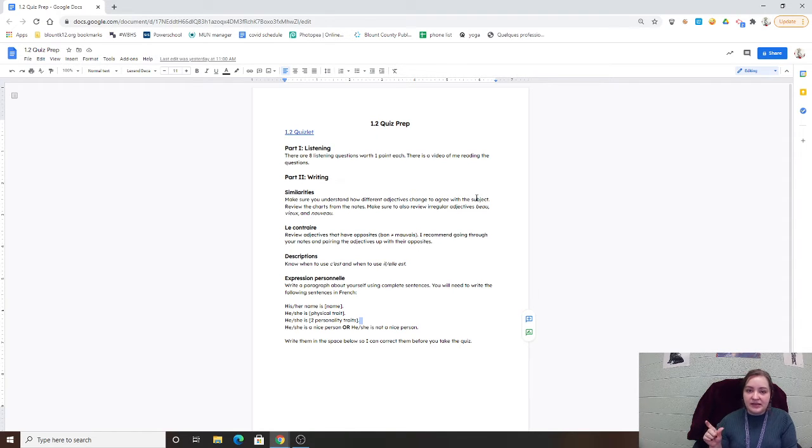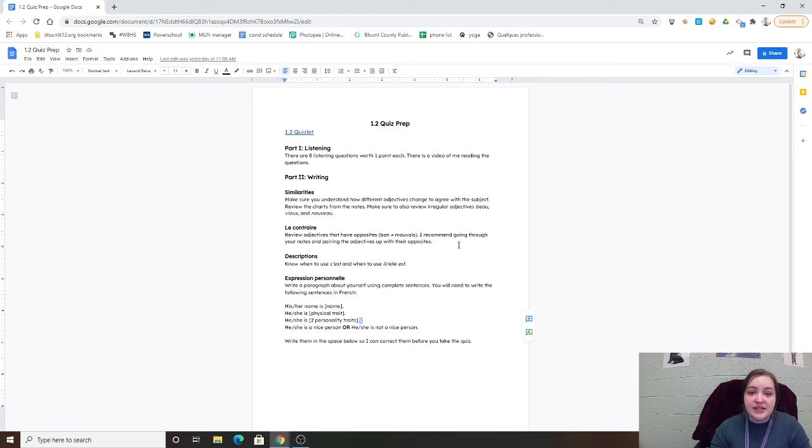intelligent will be underlined because that's the adjective, intelligent. The next blank might say Nathalie est blank. You need to use the same adjective from the first sentence, intelligent, but you need to make it agree with Nathalie. So it would be intelligente with an E. And that's what that whole section is. It's just making sure you understand how adjectives change depending on the number and gender of the subject. Make sure to especially review the super irregular adjectives, beau, nouveau, and vieux. I guarantee you those are on the quiz. You need to know how they change in different forms.